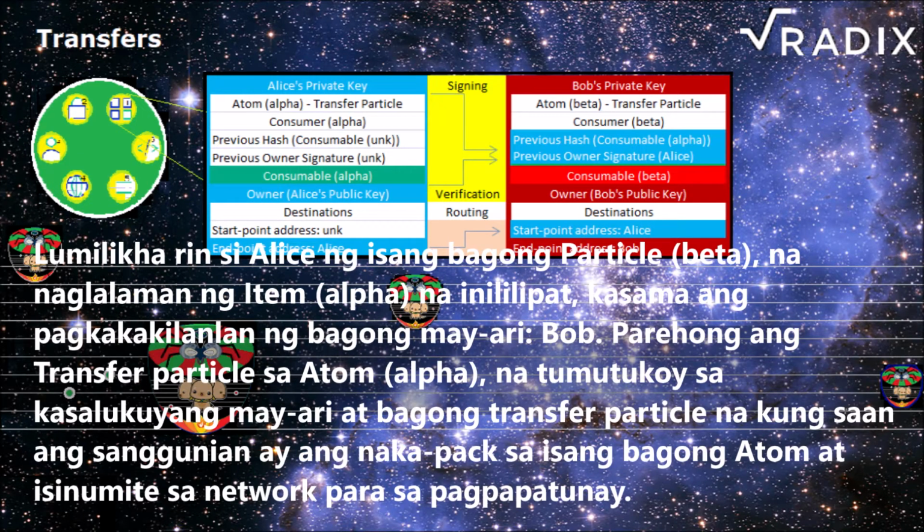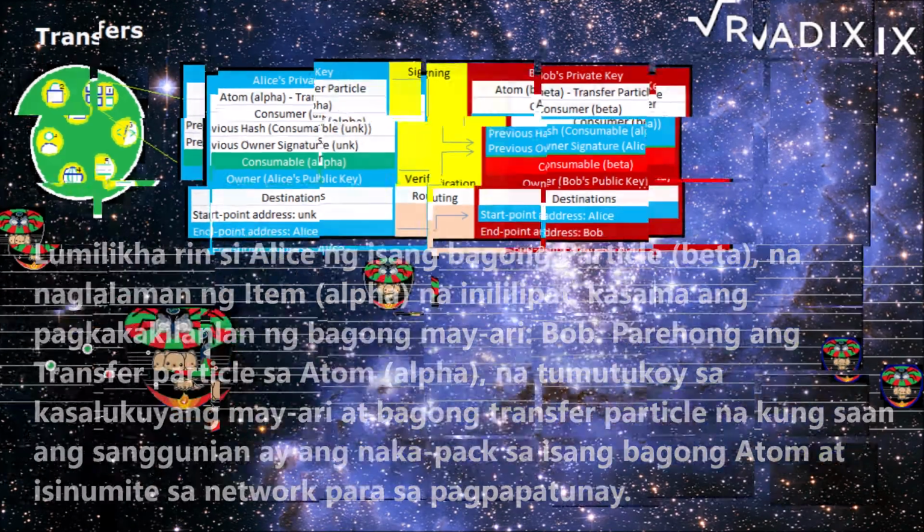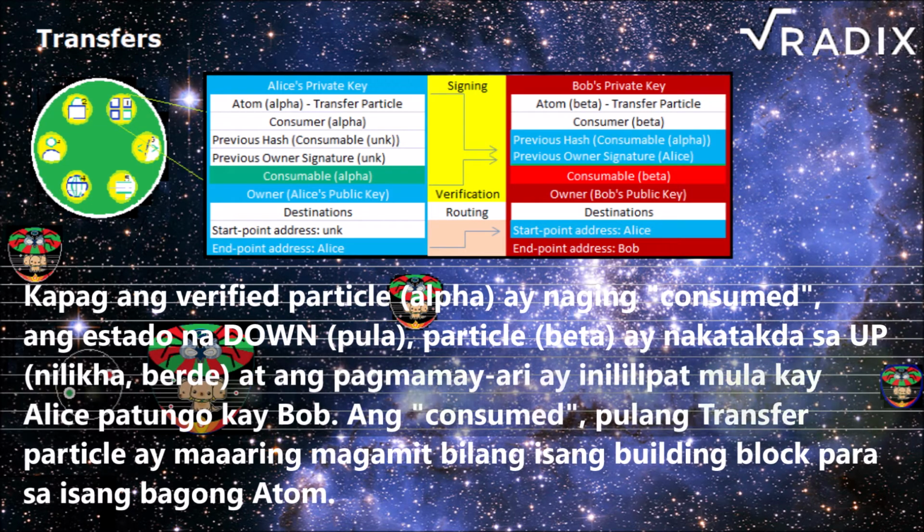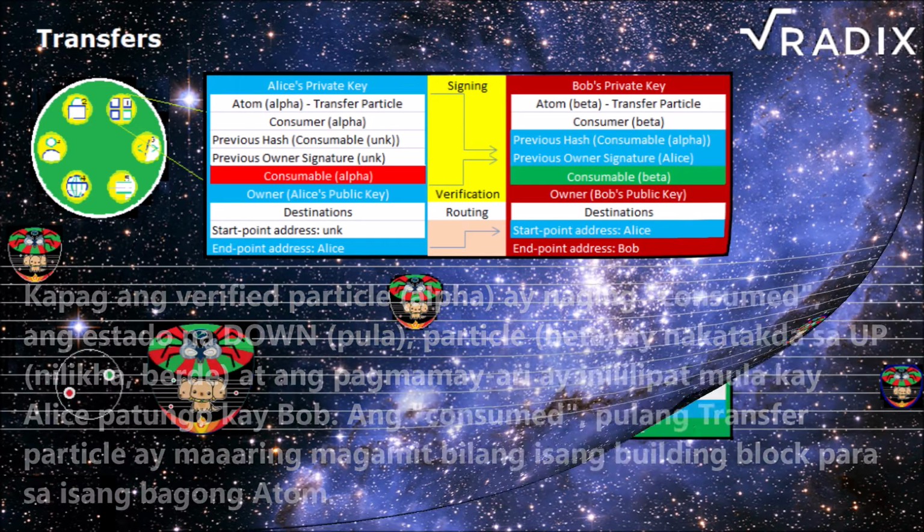Both the transfer particle in atom alpha, which references the current owner, and the new transfer particle which references the new one are packed into a new atom and submitted to the network for verification. When verified, particle alpha becomes consumed, state down, red, particle beta is set to up, created, green, and ownership is transferred from Alice to Bob. The consumed, red transfer particle can be used as a building block for a new atom.